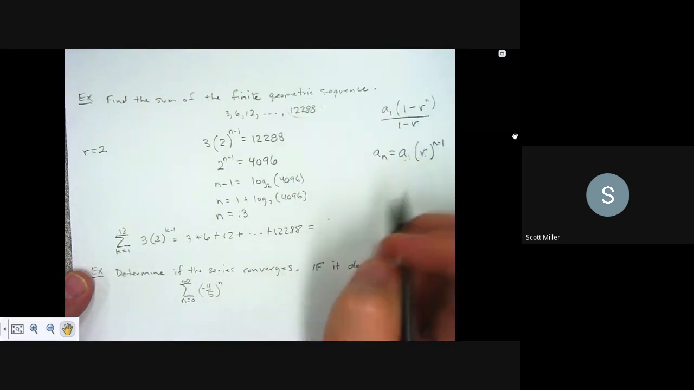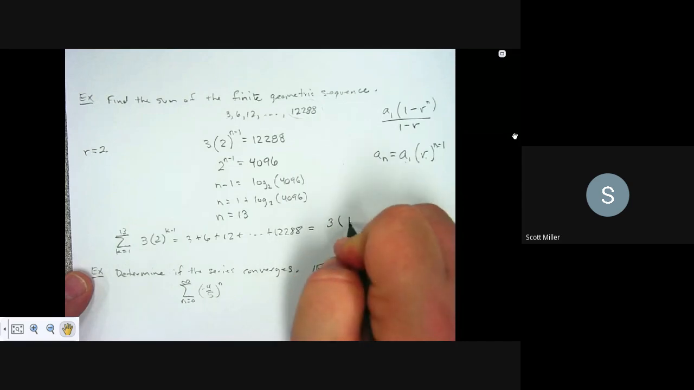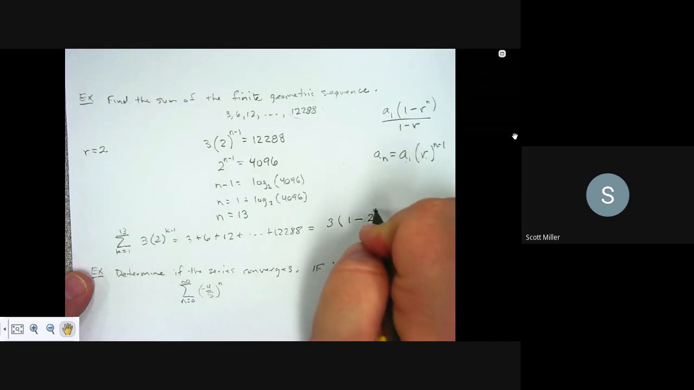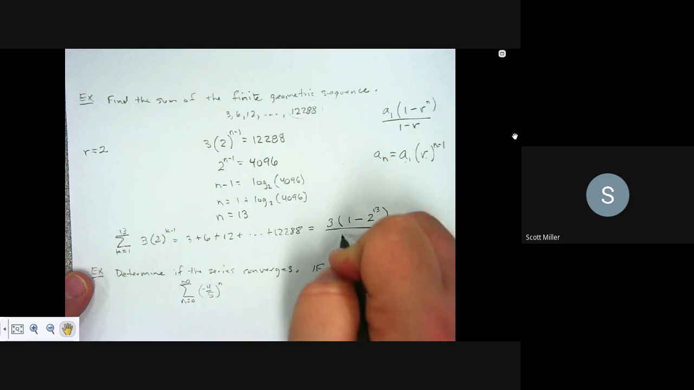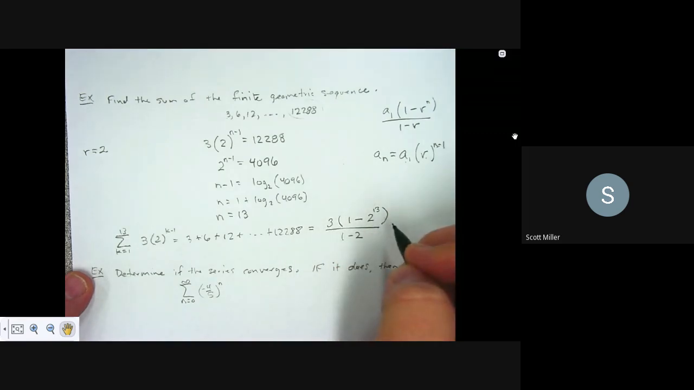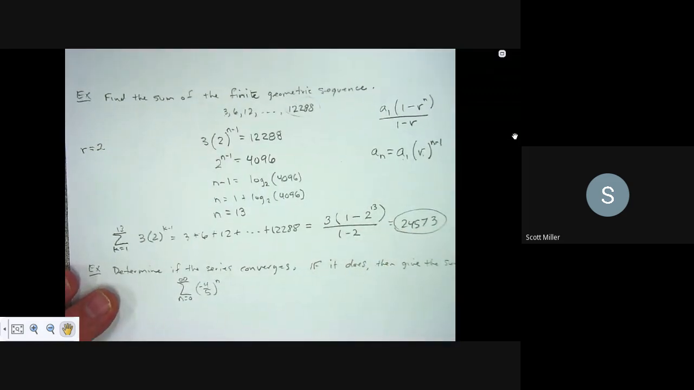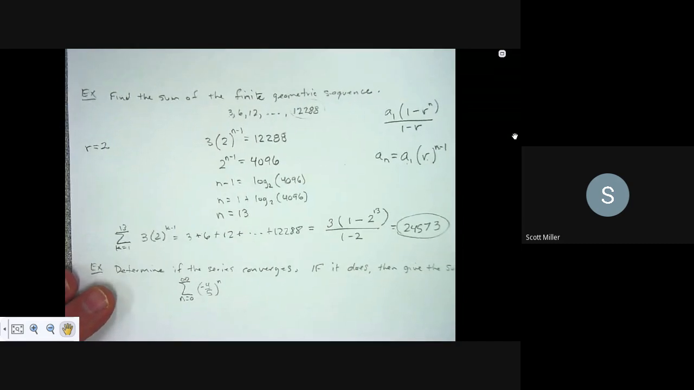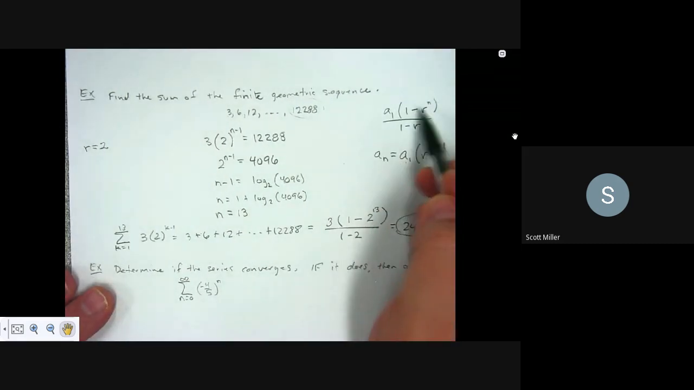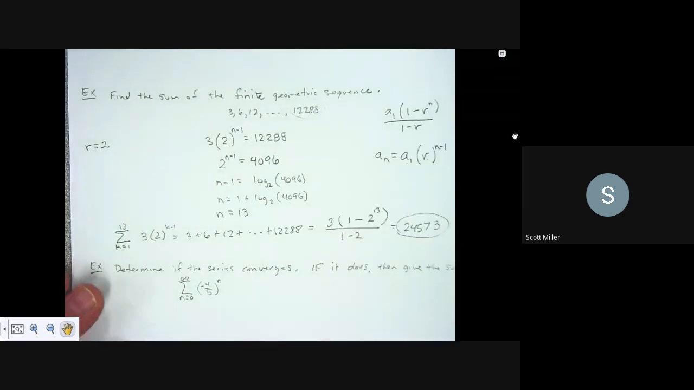And what does that equal? Using this formula right here, 3 times 1 minus 2 to the 13, over 1 minus 2. And you can use your calculator, type this all in, and you will get this answer right here. And that is the sum of that geometric sequence. So the main thing about this is, in the formula, you need to have all the 3 pieces of information. So if you don't have any of those things, you have to find it. Okay? So let's look at this one.